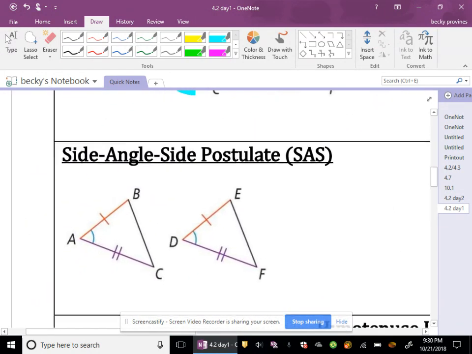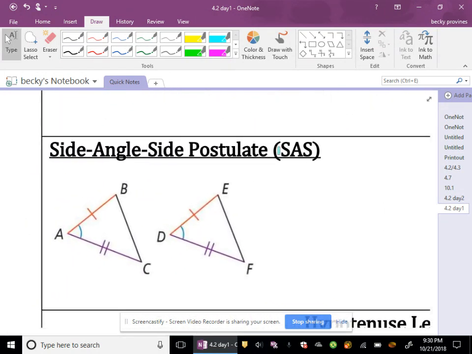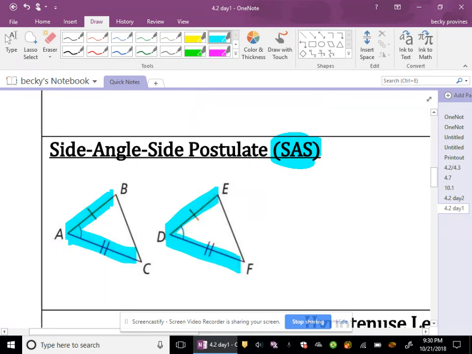Okay, let's move on to the third one. It's called SAS. So I bet you guys can predict what the S's stand for. They stand for the sides. Notice those 2 sides are directly next to each other. And the angle, like here, the angle is directly in between the 2 sides. So here, the angle has to be directly in between the 2 sides.